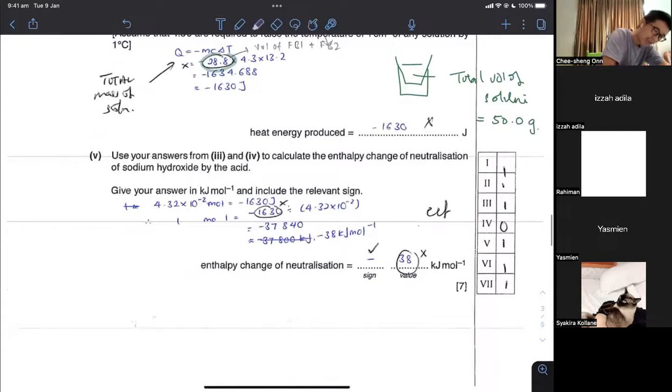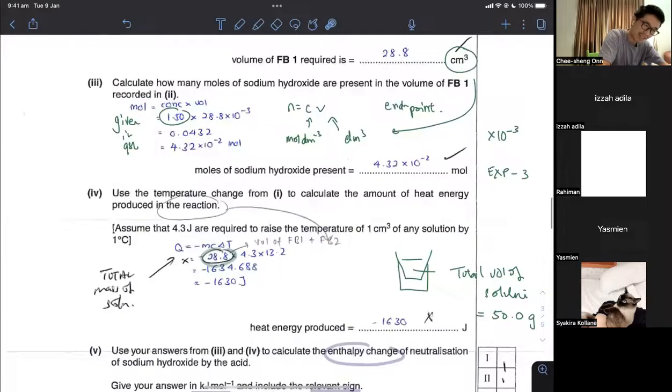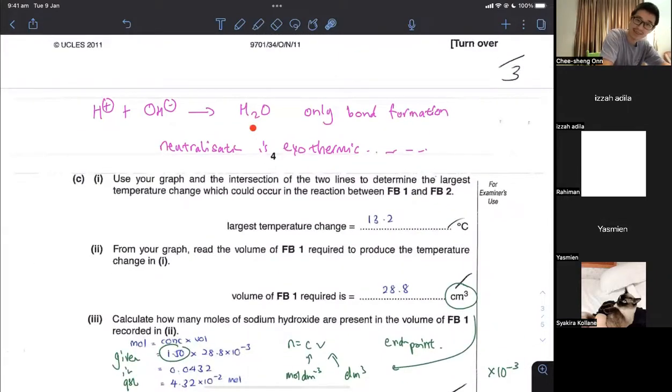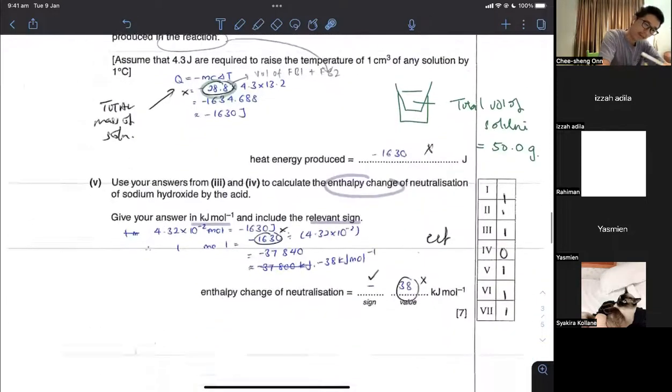But they always want you to work out the enthalpy change in terms of kilojoule per mole, and then you must have a sign, a value, and a unit. Enthalpy change of neutralization: if you get positive, you know it's wrong already, based on the equation I just showed you, which even Year 9 students know, just forming covalent bonds. Year 10, bond formation is exothermic. Year 9, ionic equations, neutralizations form water, so that is an exothermic reaction.